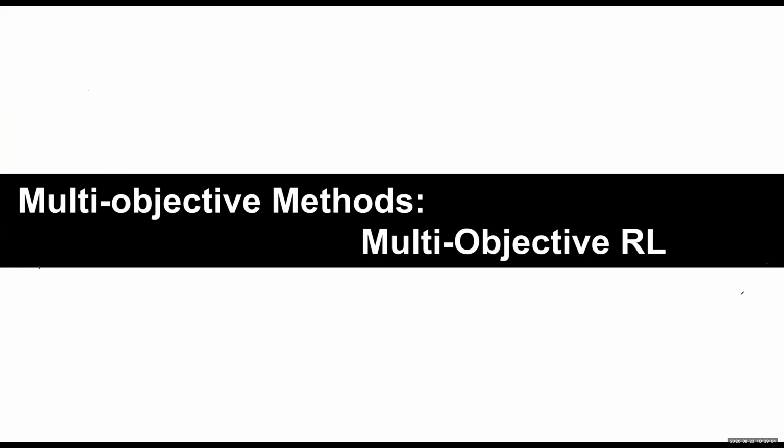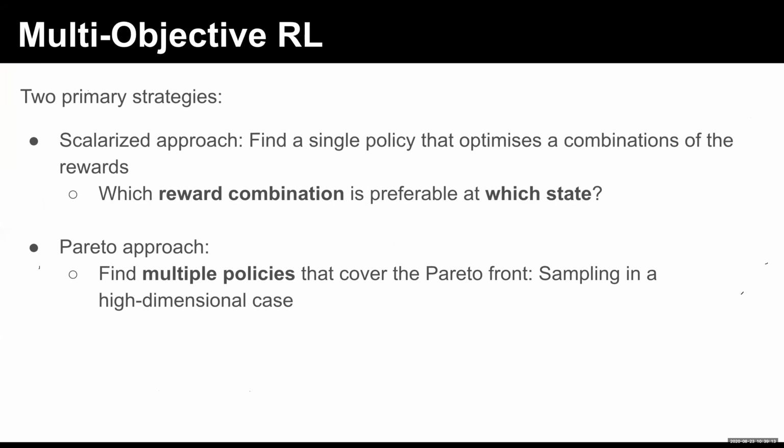So I'm going to give a bird's eye view of some of the multi-objective RL work which has gone into some recent research. In a multi-objective RL setting, there are two primary strategies. One is the scalarize approach. We have looked at scalarization, which is just a fancy term for averaging. We can do an average, or some OWA-style average. Here the goal is to find a single policy that optimizes a combination of rewards.